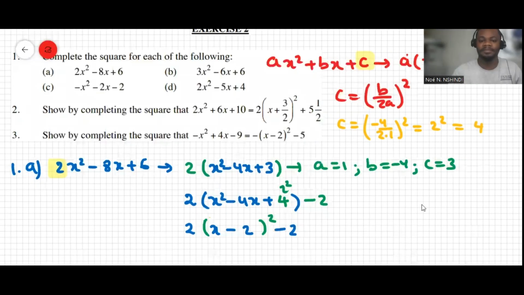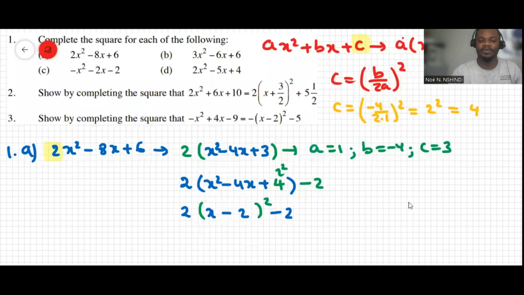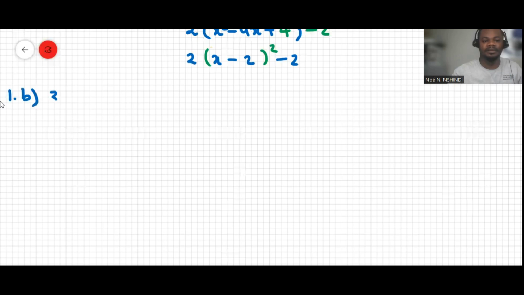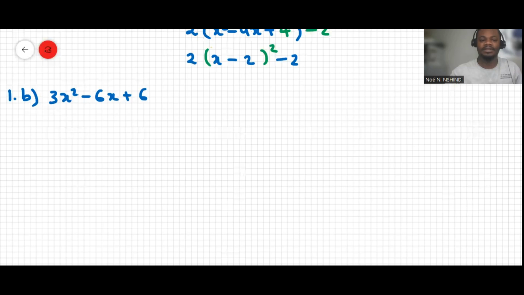Now we can do question D. It's given by 3x squared minus 6x plus 6. Again, here we have a leading coefficient which is different than 1, 3. So the first thing is to factorize. I'm going to take 3 out for common factor, okay? And if I do that, this will be x squared minus 2x plus 2.